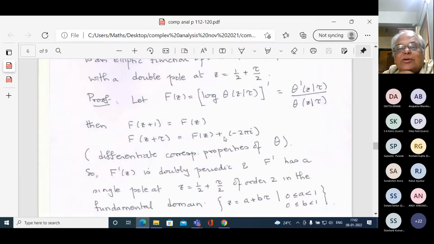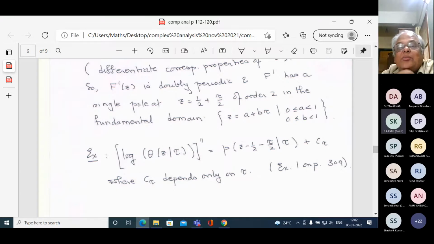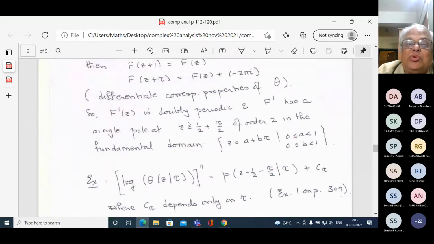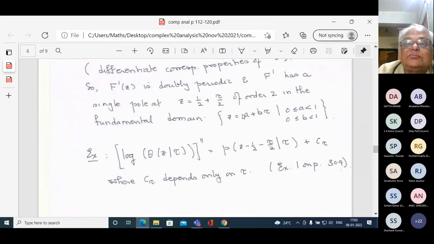Okay. So it's doubly periodic and it has a single pole at this point, and therefore it has only this as an order one pole. So this is the usual story: f prime is doubly periodic. When you take the first logarithmic derivative and then take one more derivative, this term goes away. So f prime is doubly periodic with a single pole in this domain.